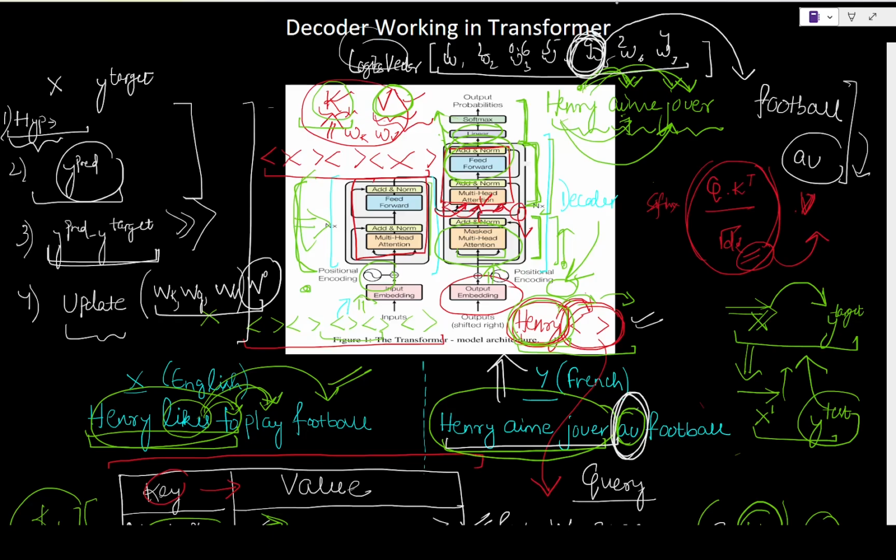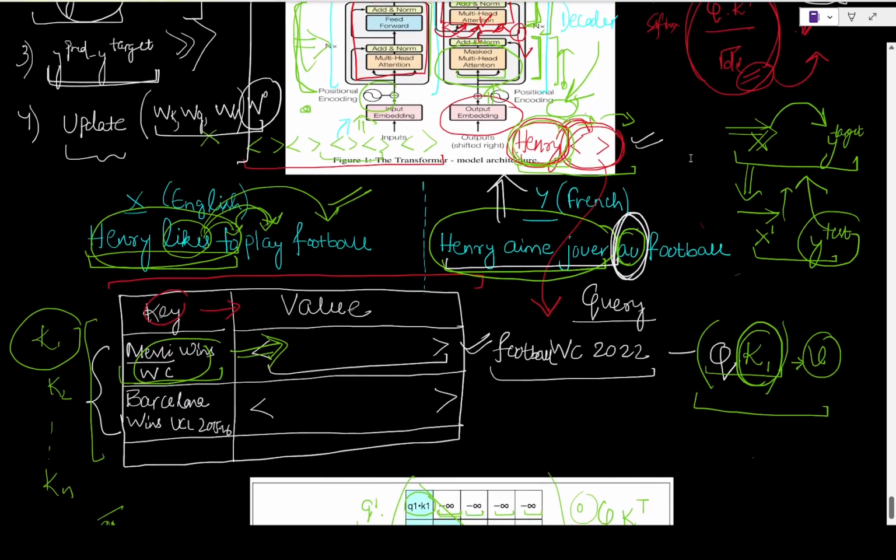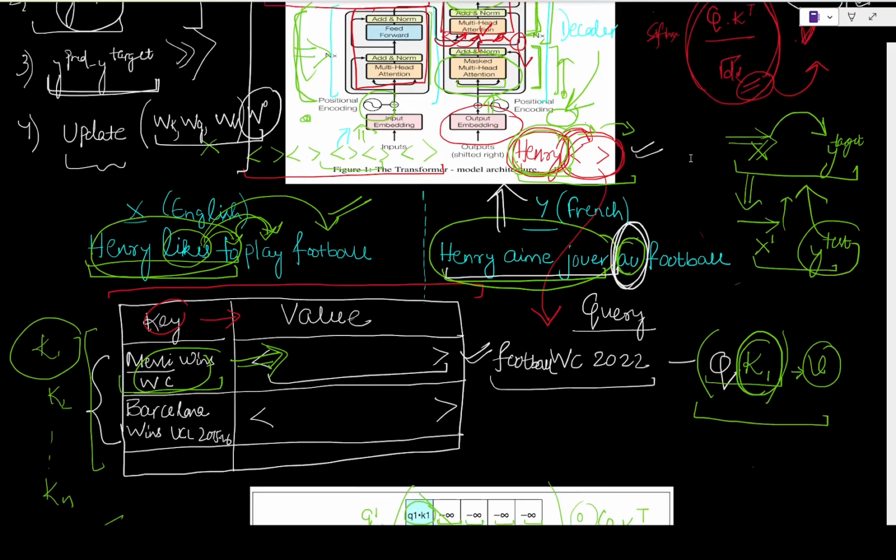What exactly are we trying to achieve through the decoder side? How exactly is this architecture so powerful? That is also kind of difficult to understand. That's why I took this simple example of a key-value table and a query. Based on the query, you try to match with the key, and based on the similar key, you fetch the value.